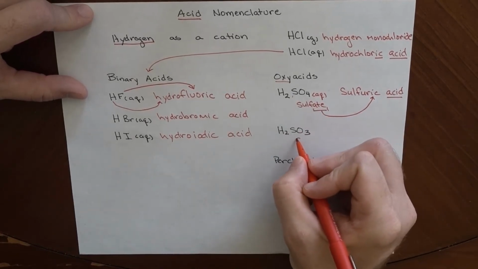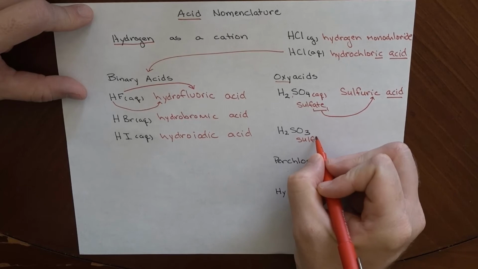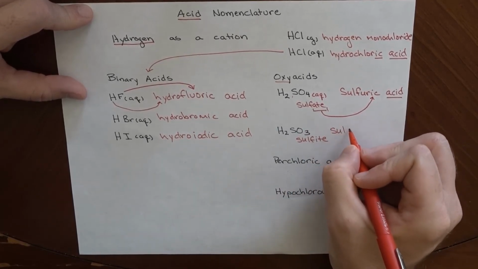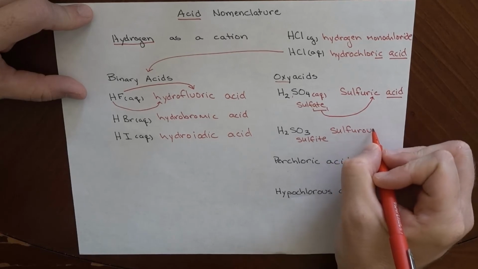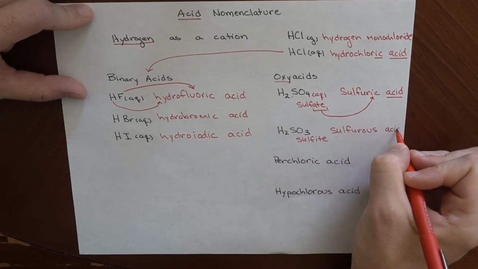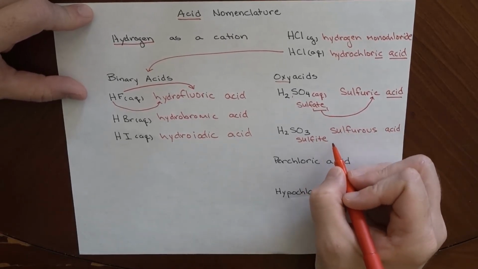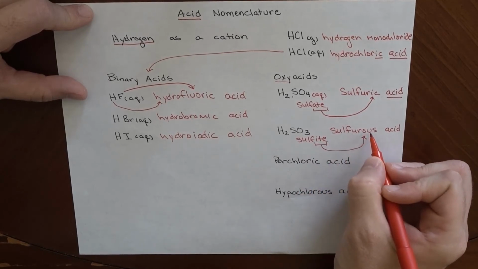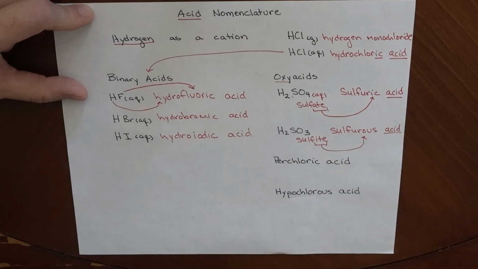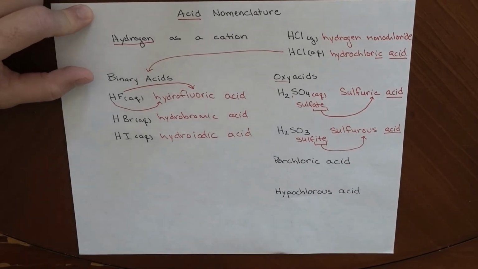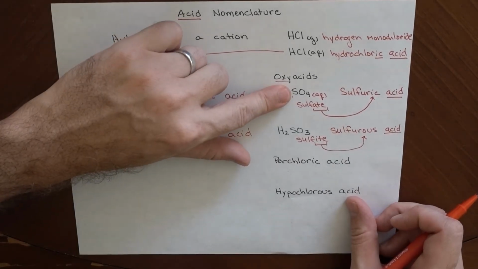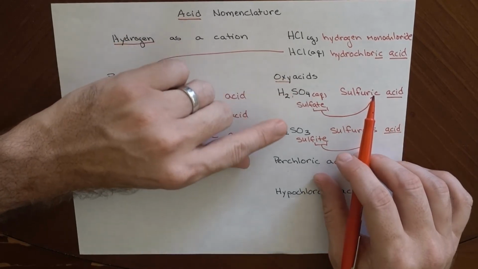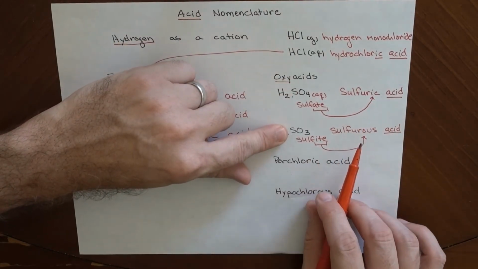This is sulfite. And this would be known as sulfurous acid. And so anything that ends in an ITE is changed into OUS, and then we add the word acid after that. So that's all you need to know. You just need to sort of look at what the second half of this acid is. If it's sulfate, this will be sulfuric acid. If it's sulfite, it'll be sulfurous acid.